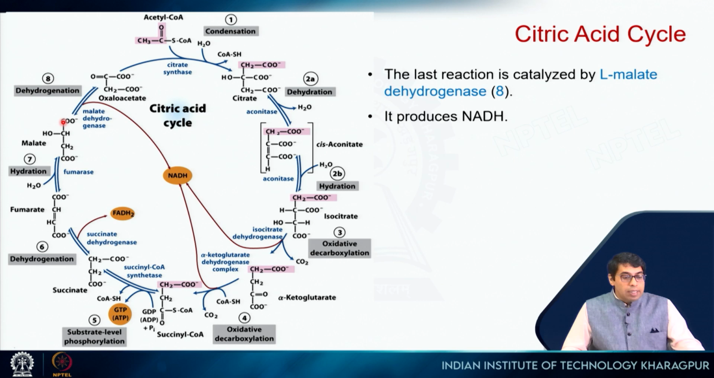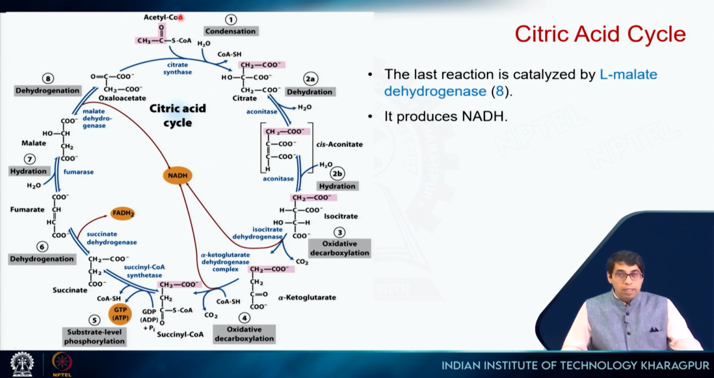The last step is catalyzed by malate dehydrogenase. So, again this is a dehydrogenation reaction, right. The electrons are again accepted by NAD, forming NADH. So, 3 molecules of NADH are produced, 1 molecule of FADH2 is produced, and the oxaloacetate that is formed in this step will be taken up by the next cycle of this citric acid cycle, right. So, it will again go into this cycle.